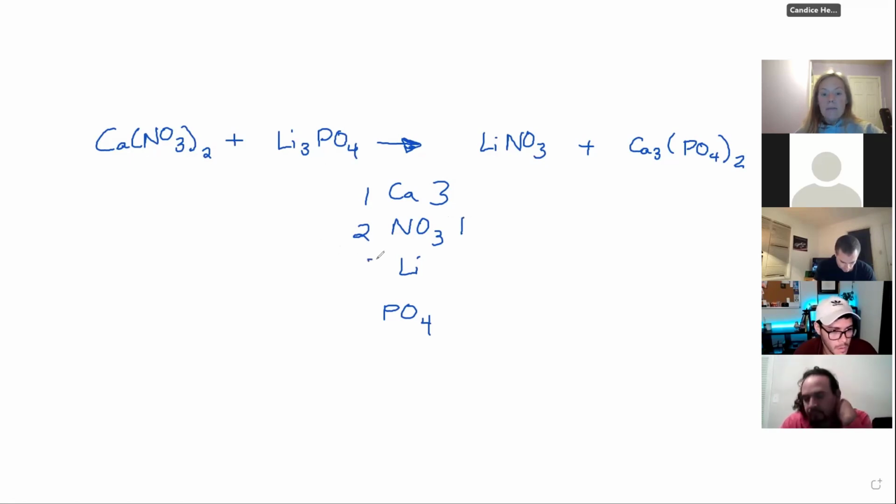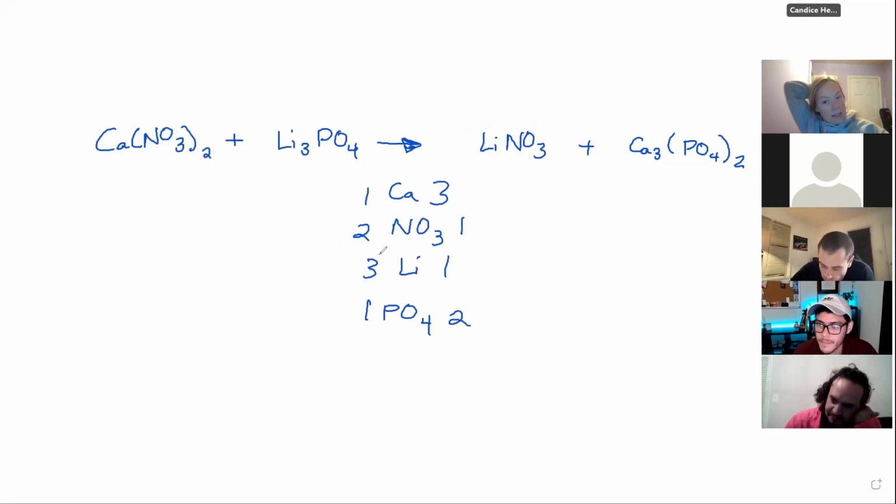There are 3 lithiums to start with. There's 1 lithium to end with. There's 1 phosphate to start with. And then there are 2 phosphates to end with. I like this, how there's 2s and 3s on both sides. I know that I'm going to get a common factor. It'll get me to 6 for some things.